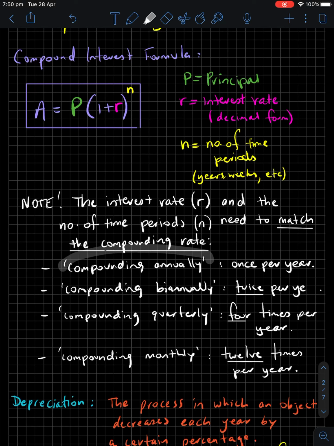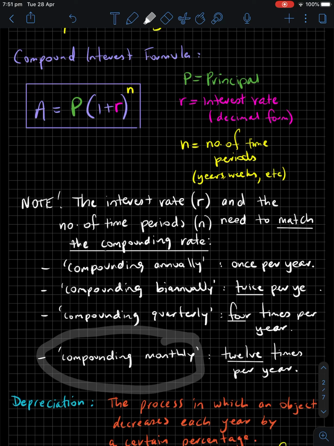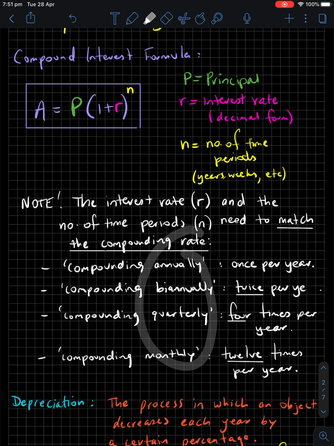Compounding annually means once a year. Compounding biannually means it happens twice a year. Compounding quarterly means it happens 4 times a year. And compounding monthly means it happens 12 times a year. You could also have compounding weekly, which would be 52 times a year, or fortnightly, which would be 26 times a year. It could even be daily, which is 365 times per year. So you've got to remember these numbers for these compounding rates.